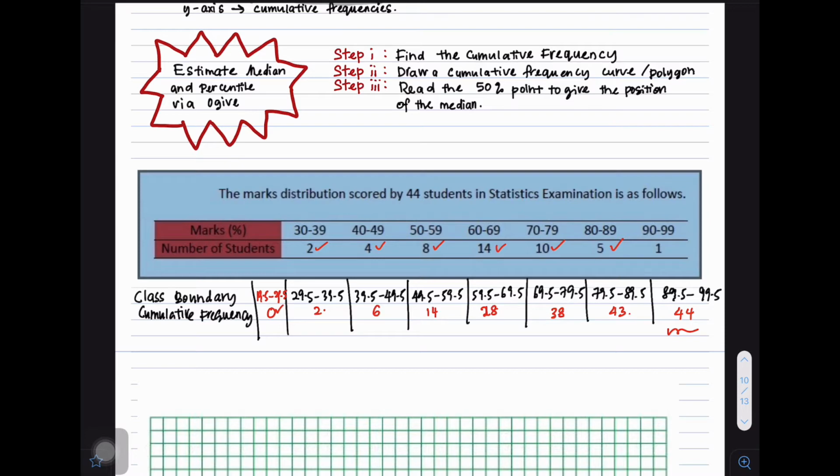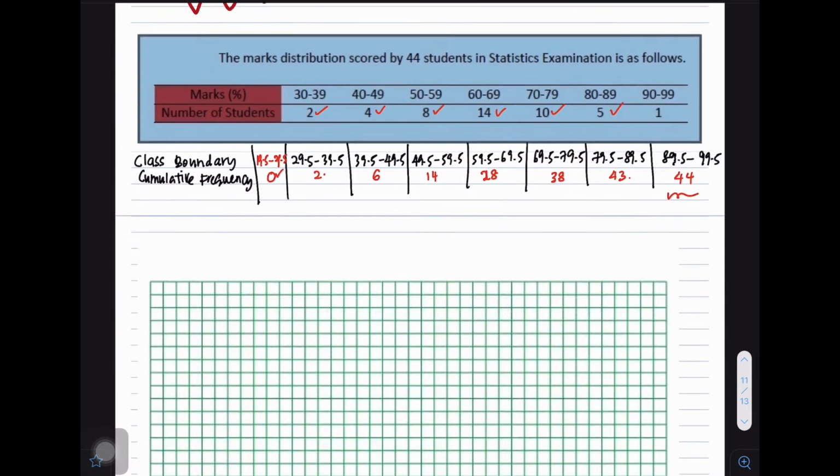Okay, so sekarang kita dah ada kelas boundary dan kita dah ada kelas frequency, cumulative frequency. So we can plot our cumulative frequency distribution. So remember, untuk kita plot our cumulative frequency distribution, we just want to use the upper boundary of each class. Upper boundary of each class. Okay, so we have x-axis, upper boundary of each class.